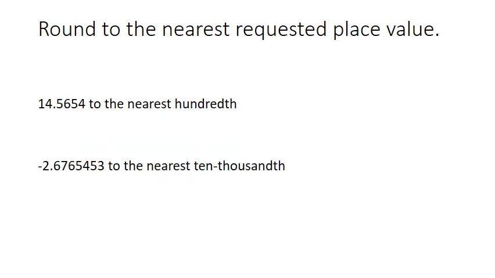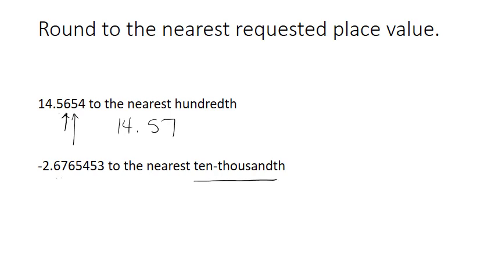Look at the next one. It's the nearest hundredth. Tenths, hundredths. Look at the number next to it. If that number is 5 or bigger, then the digit that needs to be considered for rounding has to go up. So that means that we have 14.57. Round to the nearest ten thousandth.